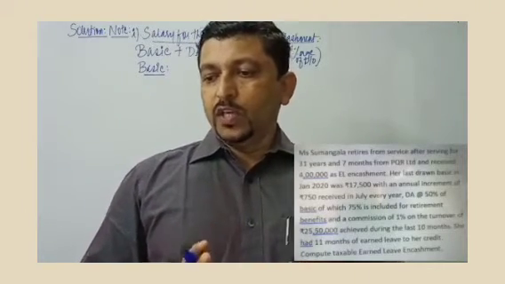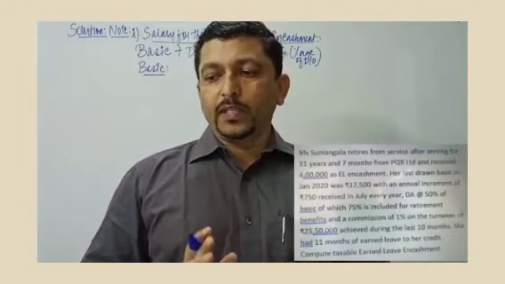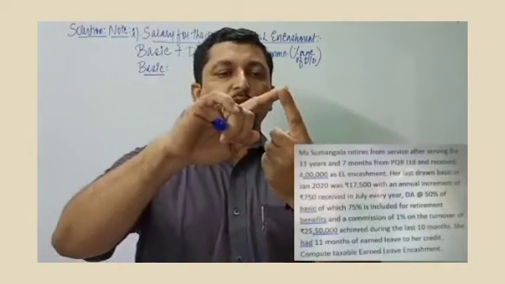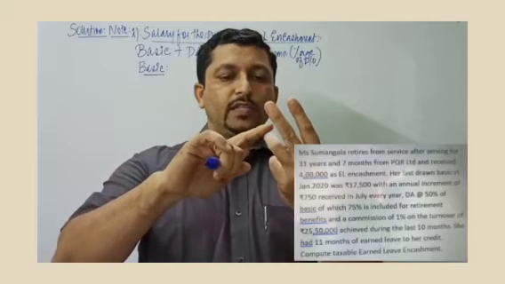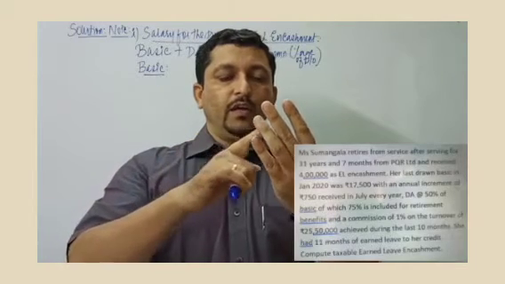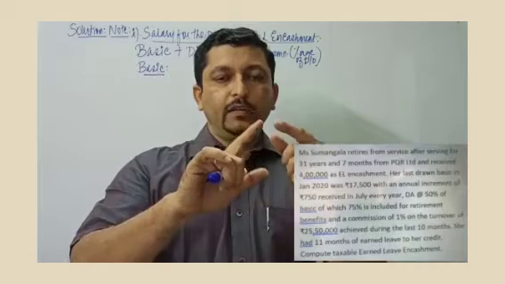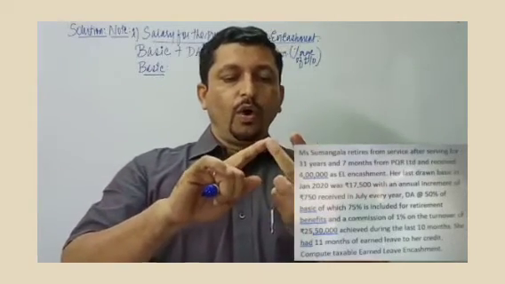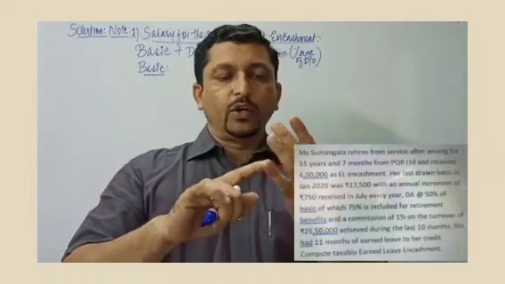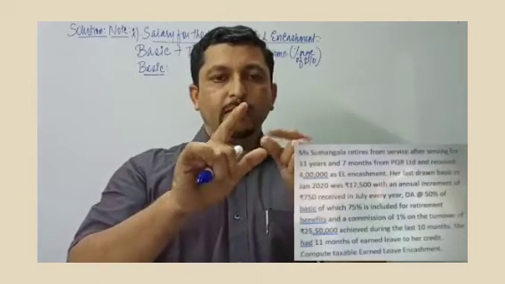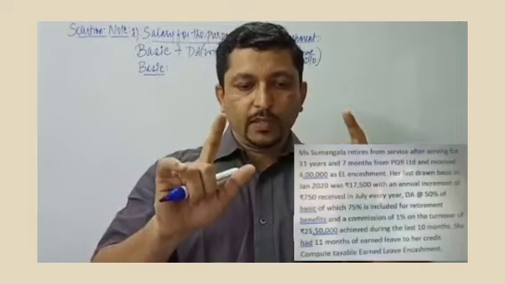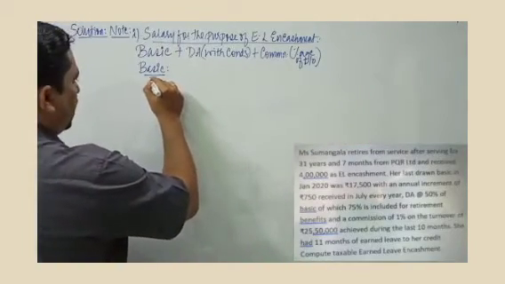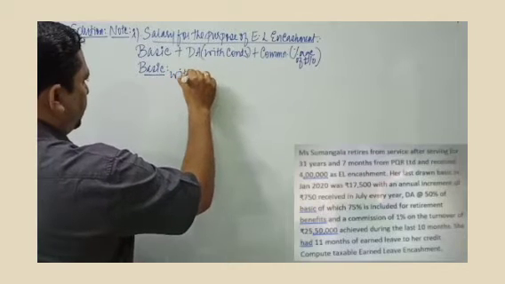Now, when does she receive the increment? With an annual increment of rupees 750 received in July every year. So I take July, August, September, October, November, December, January. So 7 months will be with increment. So I record over here with increment.